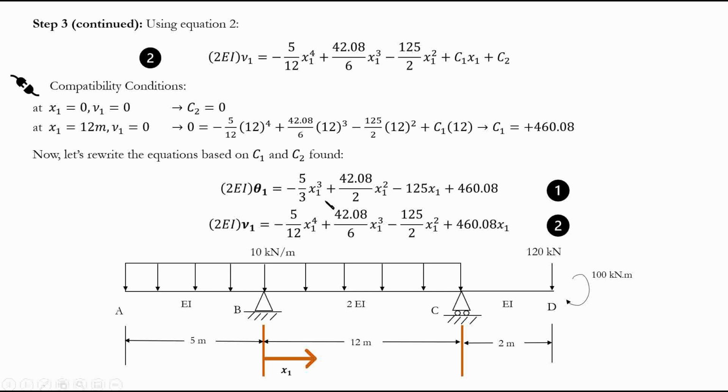And so this is for the rotation and this is for the deflection. Now after rewriting these, it means that for this portion BC, from point B to point C, I can find the deflection and rotation at any point. So what was the question that we had? One part of the question asked us to find the maximum deflection in portion BC.